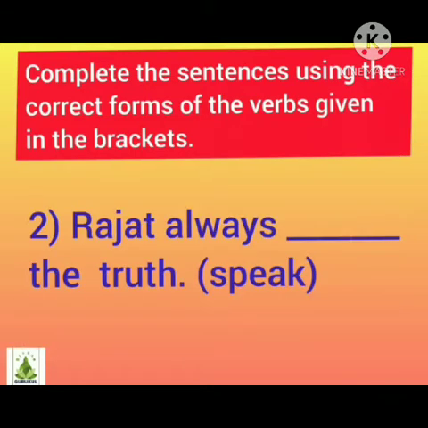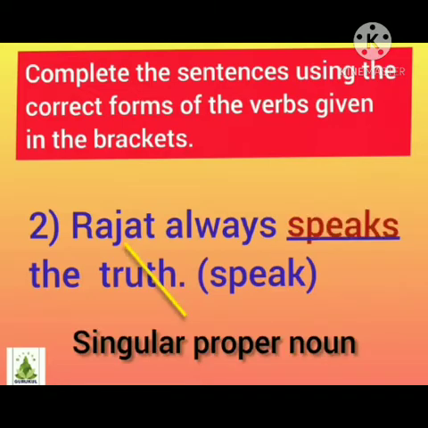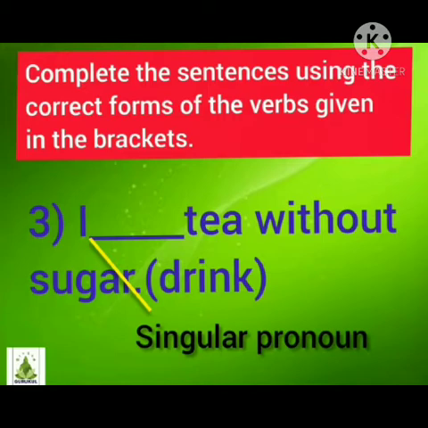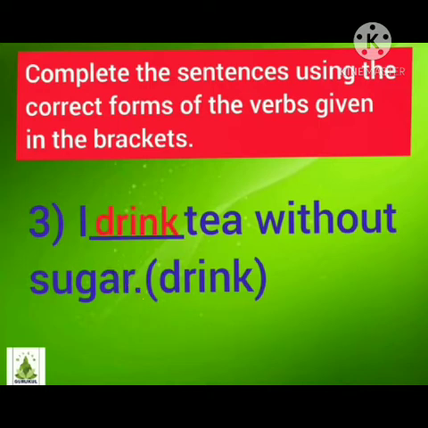Second, Rajat always dash the truth. Option: speak. Here we will use the base form of the verb with s. Rajat always speaks the truth. Third, I dash tea without sugar. Here I is a singular pronoun, so we will use the same base form of the verb which is given as the option, that is, I drink tea without sugar.